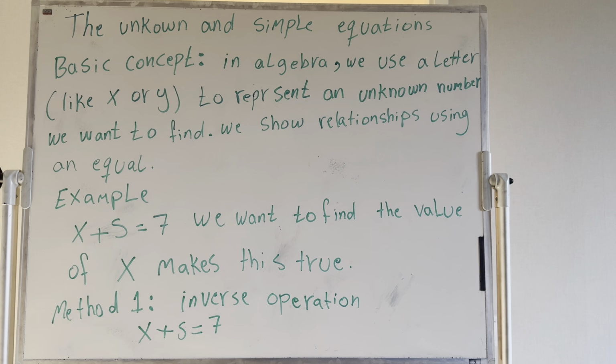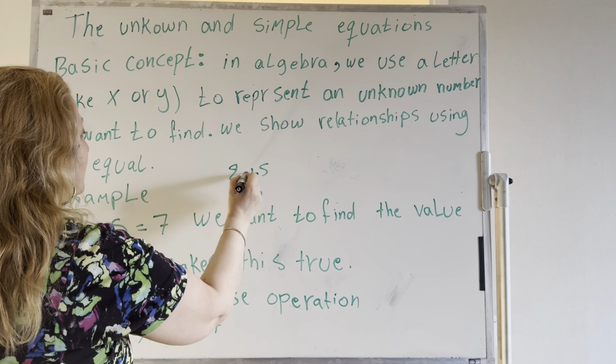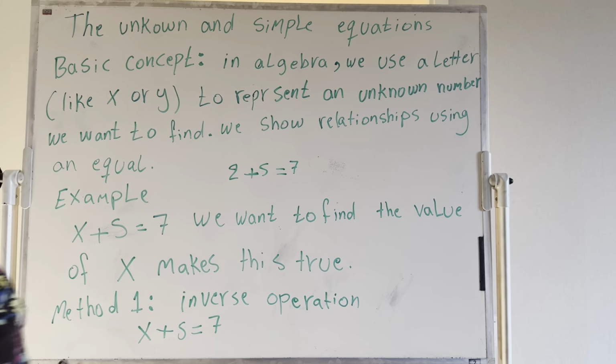If we think logical thinking, simple logical thinking, what number plus 5 equals 7, or gives 7? 2 plus 5 equals 7.